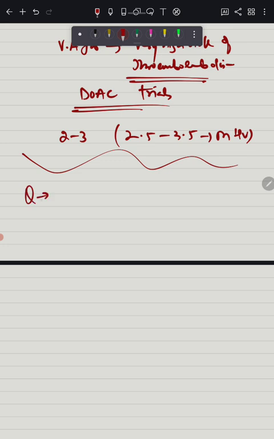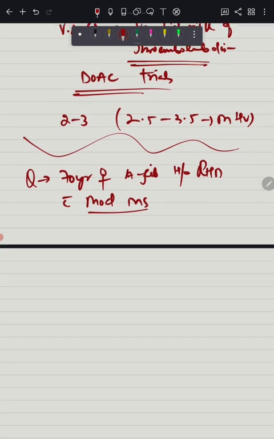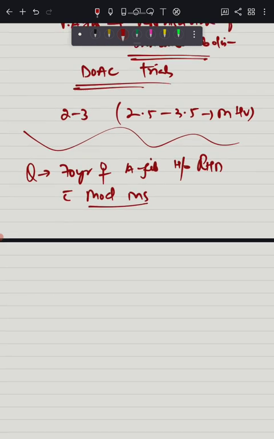A 70-year-old woman with atrial fibrillation and a history of rheumatic heart disease with moderate mitral stenosis is planned for anticoagulation. Which of the following is appropriate? Warfarin with INR goal of 2 to 3 or dabigatran? Obviously warfarin with INR goal of 2 to 3.